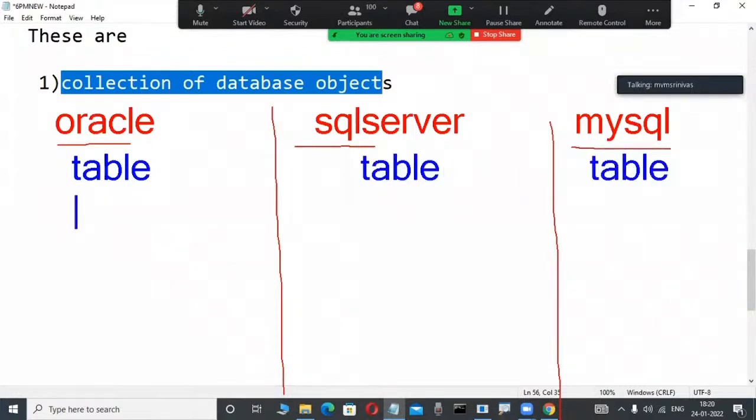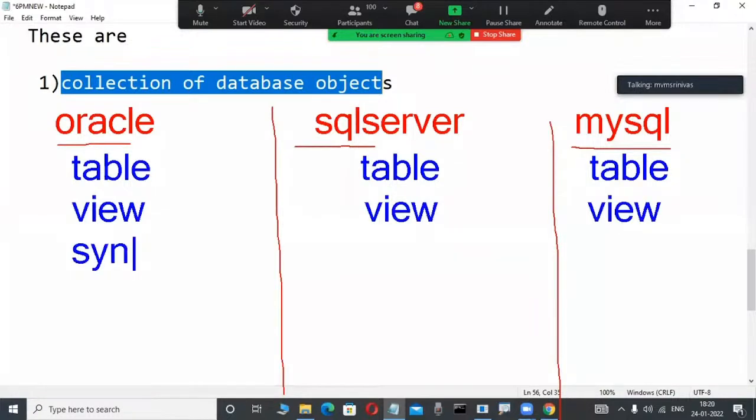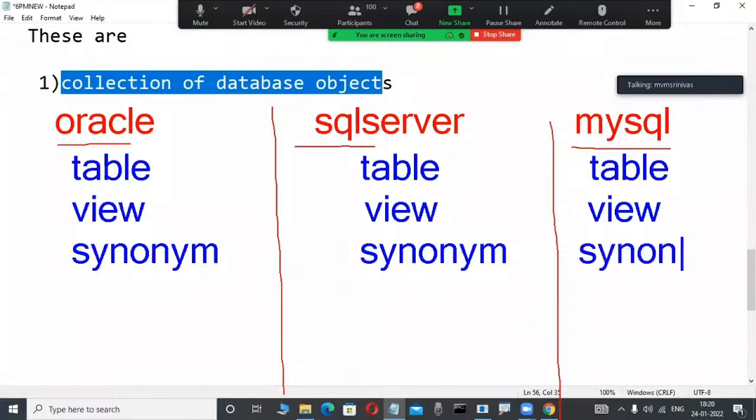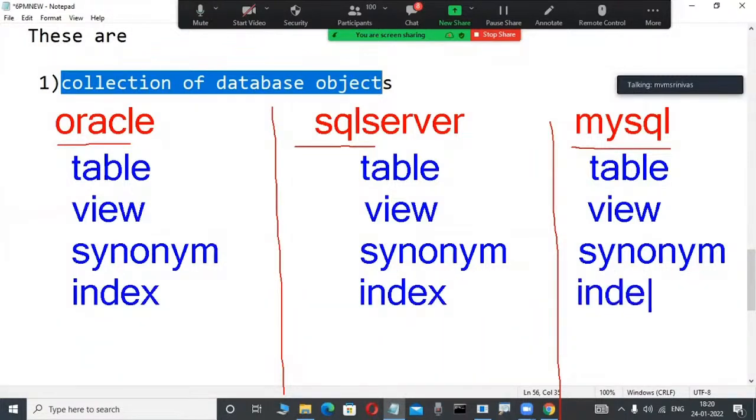Again, a view is a database object with some purpose. Here also a view is there, and here too. A synonym is a database object; what is a synonym, what is a view, we will learn in our course. Here also a synonym is available. An index is there here, and here also. These are called objects. Big concepts only.